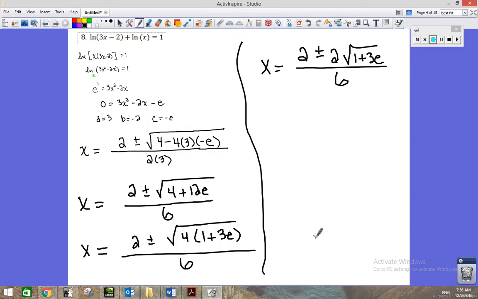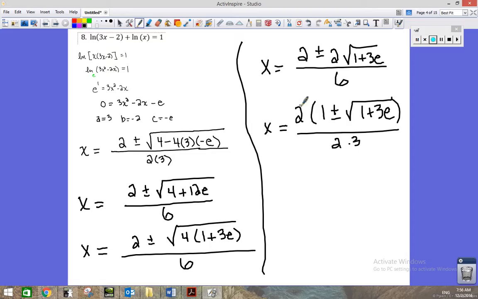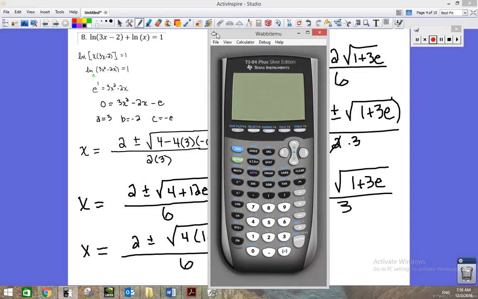So now I see that in the numerator both of these terms are even, and 6 can be rewritten as 2 times 3, so I've got common factors there that divide to 1. So I have my possible answers of 1 plus or minus the square root of 1 + 3e, divided by 3. I don't even know if I said that right. Now, let's get this value of x with the calculator, decimal approximation. Well, 2 values.